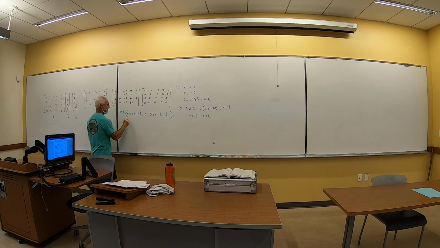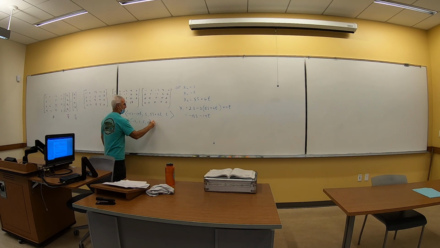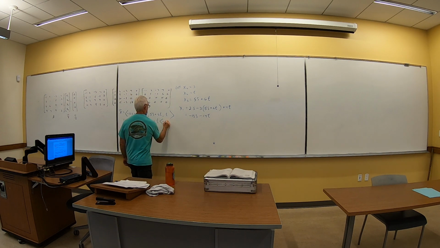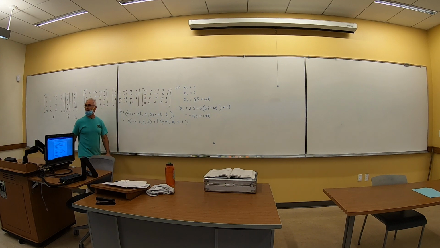Okay, so we all agree that at this point, factor out the s. So negative 13, 1, 5, 0, plus t, negative 14, 0, 6, 1. Everybody cool with that? Okay, I need to write the answer somewhere. I think I'm going to put it at the other end of the board.